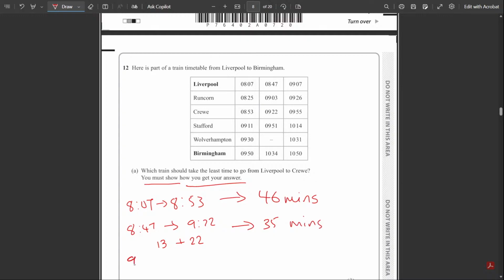And then the last train starts at 9:07 from Liverpool, and then it gets to Crewe at 9:55. So it's similar to that, obviously 2 more minutes, 9:55 instead of 8:53 it gets 9:55, so we know it's going to take 48 minutes to get there. Okay, so this is the quickest one, the one that leaves at 8:47. It takes you to Crewe the quickest because it only takes 35 minutes. Even if we made a mistake there, that would be 45 minutes.